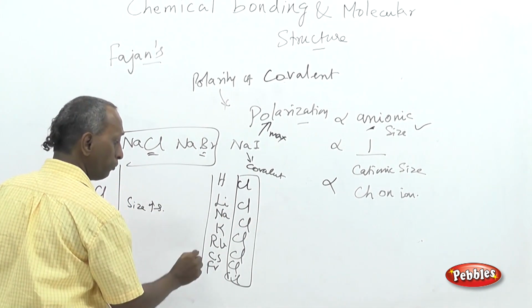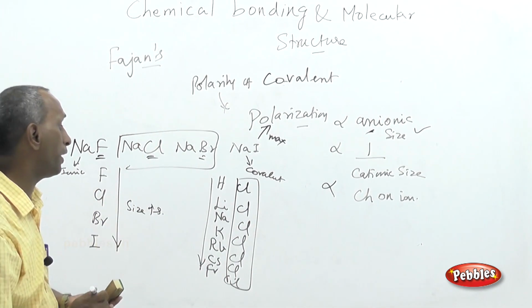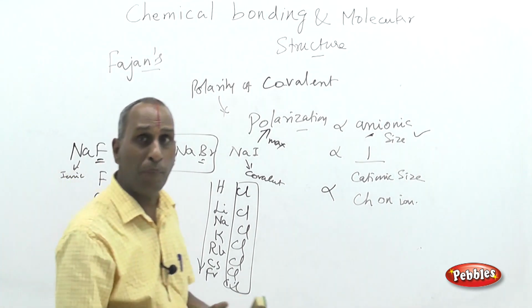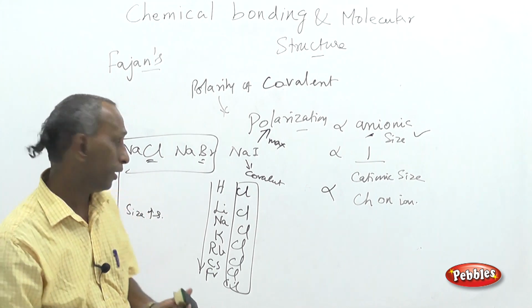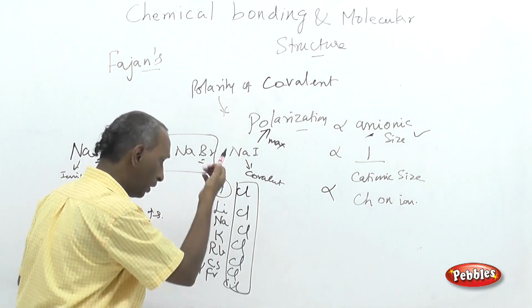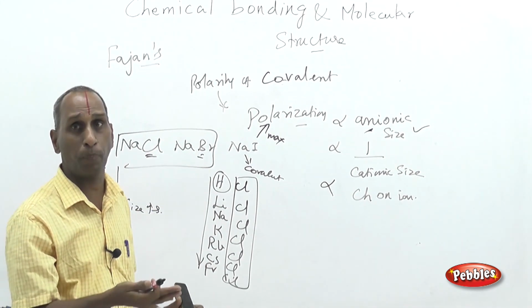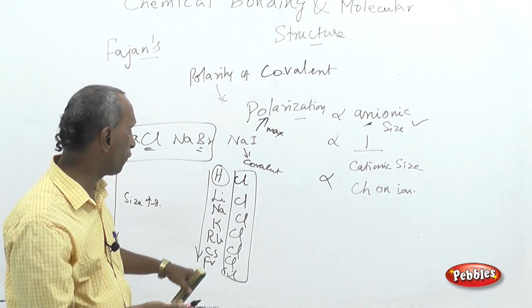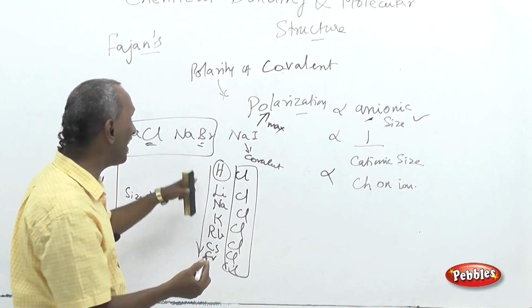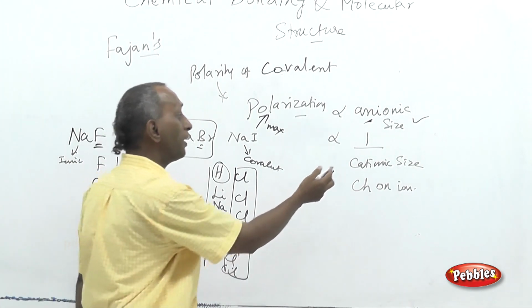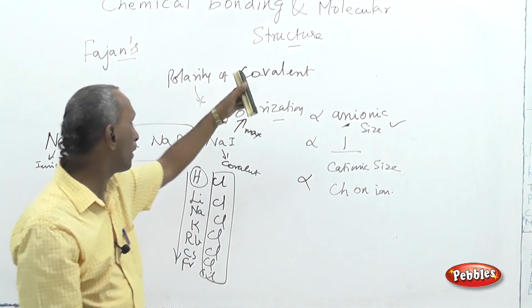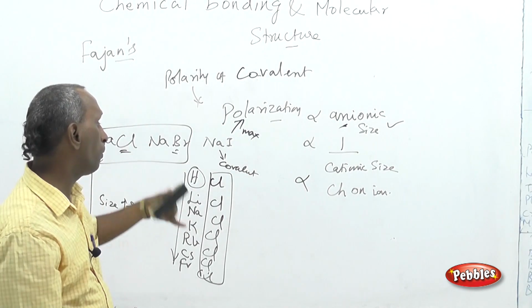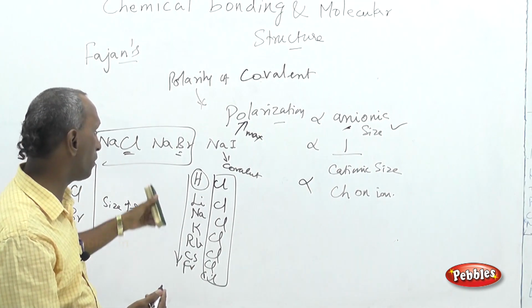These form the first group elements: hydrogen, lithium, sodium, potassium, rubidium, cesium, francium. These are alkali metals. Hydrogen is not an alkali metal, but it has an electropositive nature. From hydrogen to francium, size increases. Size is inversely related to polarization: the lower the size, the higher the polarization. So lower size means the cationic size is lower.